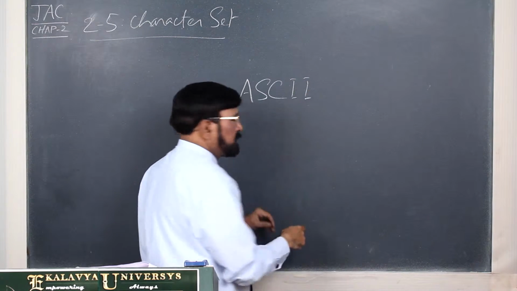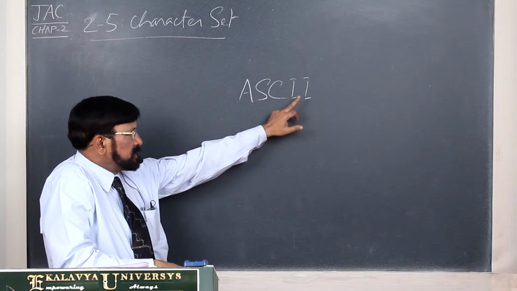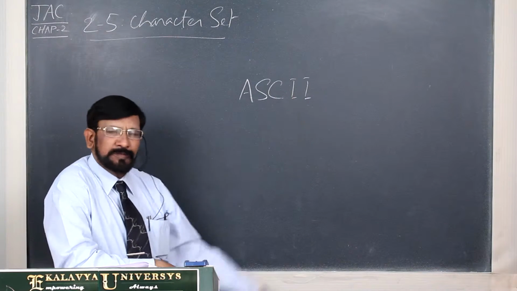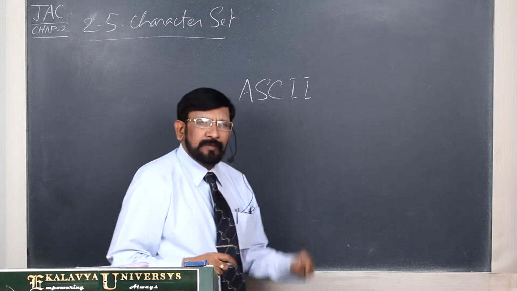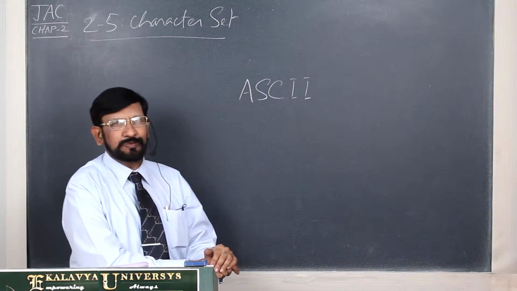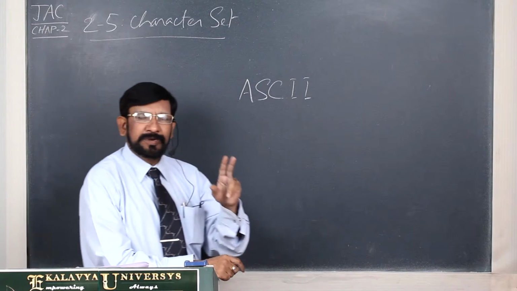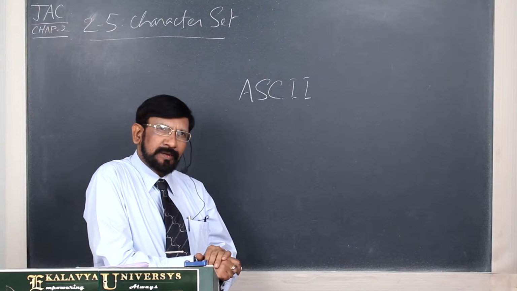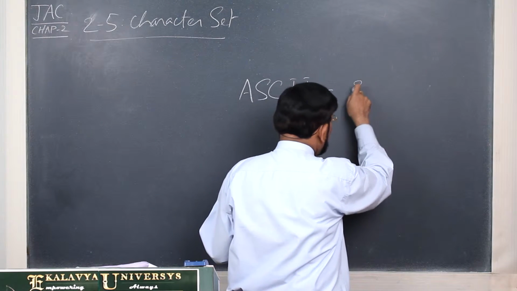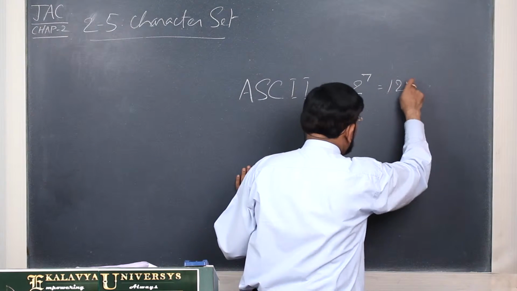ASCII, the full form of ASCII is American Standard Code for Information Interchange. For this purpose, ASCII coding purpose, 7 bits are used. And you know that bits are 0 and 1. So, how many combinations can be created? 2 to the power of 7 is equal to 128.